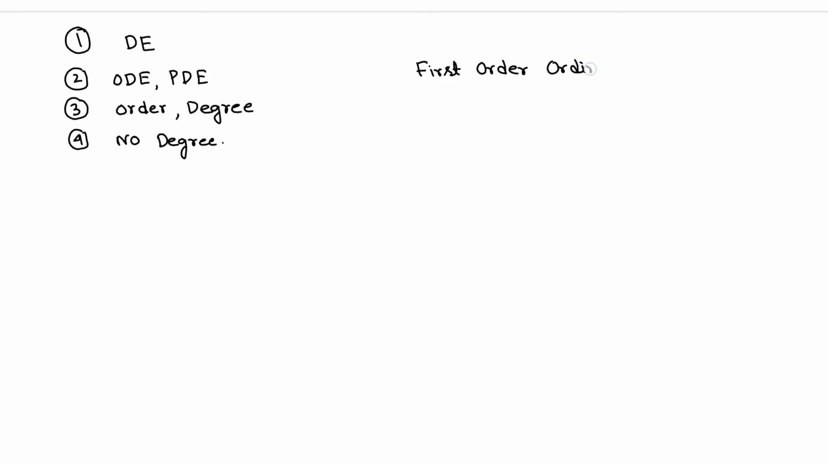Okay, and in your syllabus in module 1 the topic is first order ordinary differential equation. This is the topic of module 1. Now, first order ordinary differential equation. You know what is first order? That means the highest order derivative in this equation will be 1. Now, first order differential equation will be of two types.